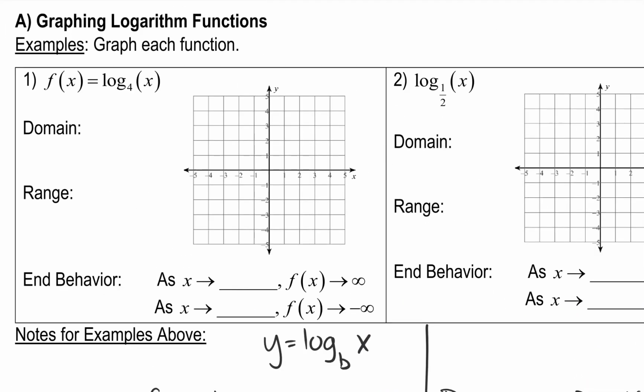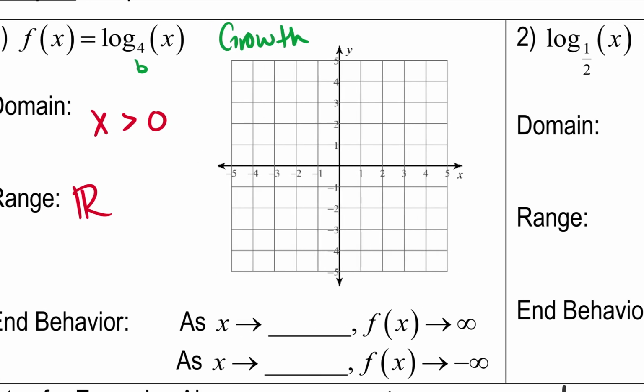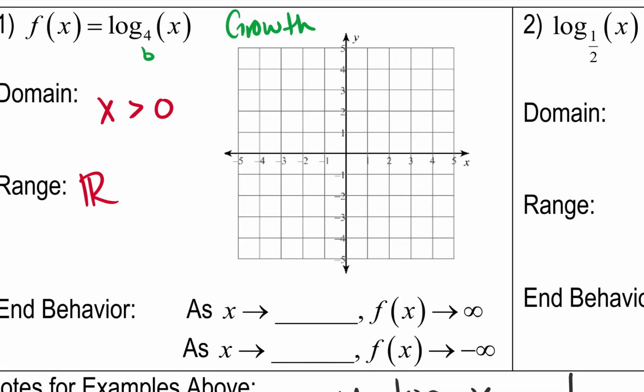Okay, that's a basic log. So let's look at these. My base tells me growth or decay. Well, my base is 4, which is greater than 1. So this is a growth. So I know range, all real numbers. That's always going to be true. Domain, x is greater than k. Well, I don't have a k, so it's just 0. And we'll go over k in a minute. I didn't do k right now, I just wanted the basic. So domain, x is greater than 0. End behavior, so we have growth.